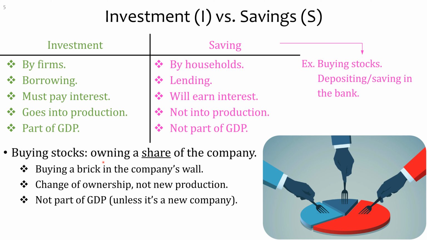And that's why it's not part of GDP, because it's old stuff. It's something that was already included in the previous years. All right. So saving is a source of funds for investment. So eventually saving becomes the funds that the companies borrow in order to put in their business.